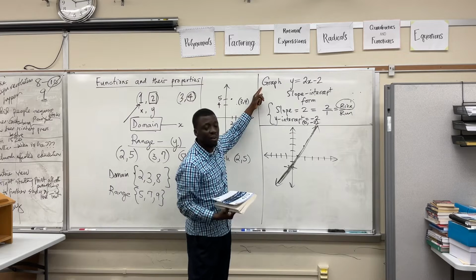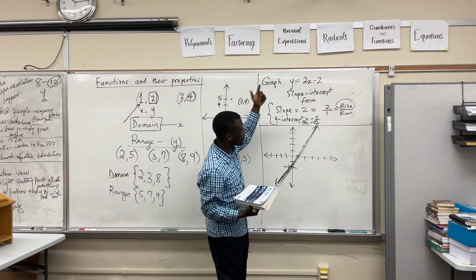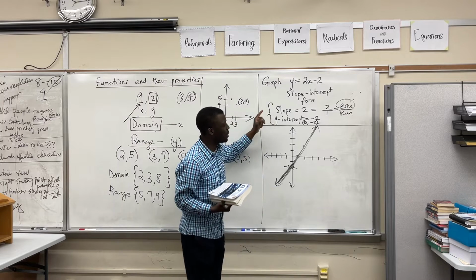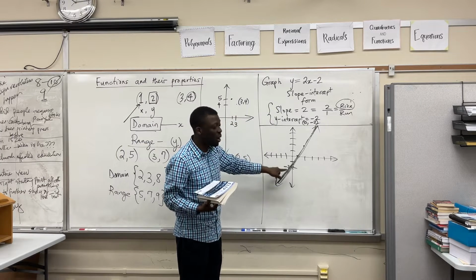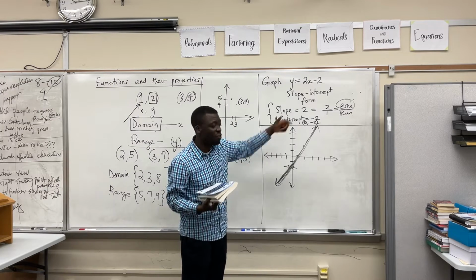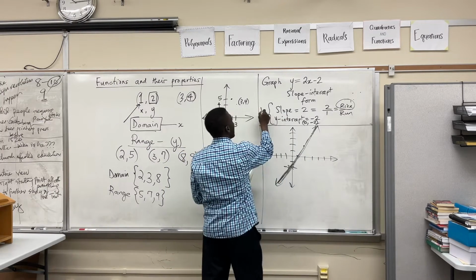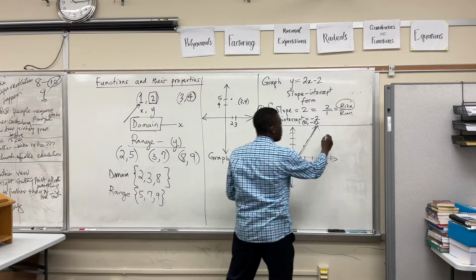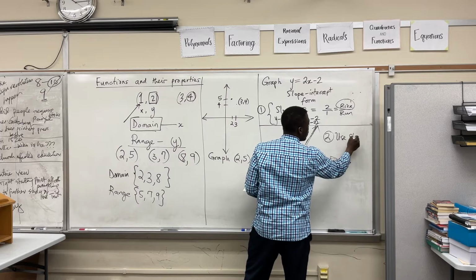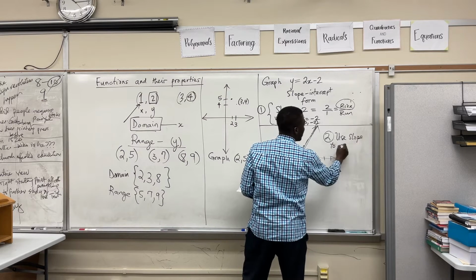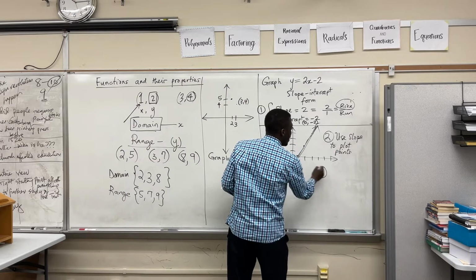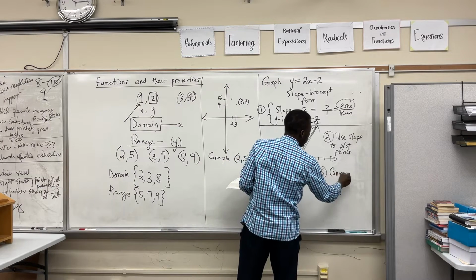So in order to graph a linear function like this, we have it in the slope-intercept form. We find what the slope is. We know what the y-intercept is. We plot a point at the y-intercept. We use the slope to find the next set of points, right? So number 1, identify slope and y-intercept. Number 2, use slope to plot points. Number 3, connect the points.